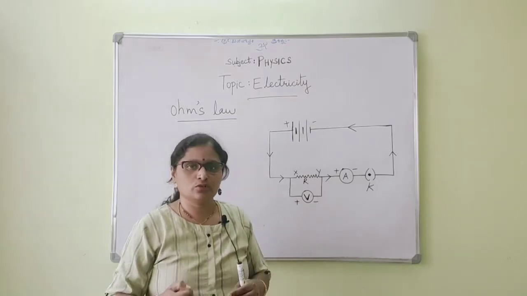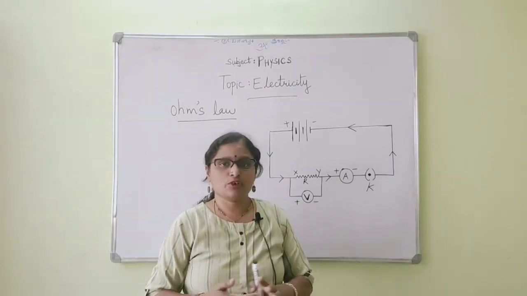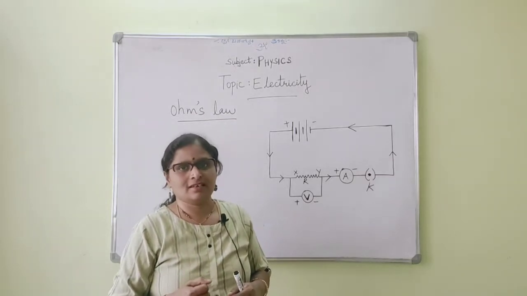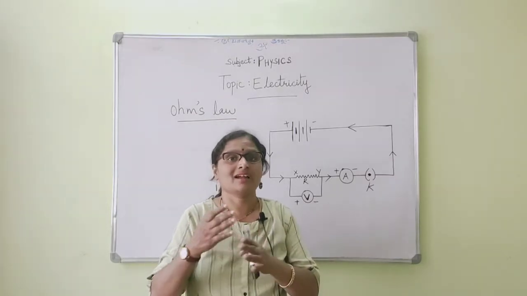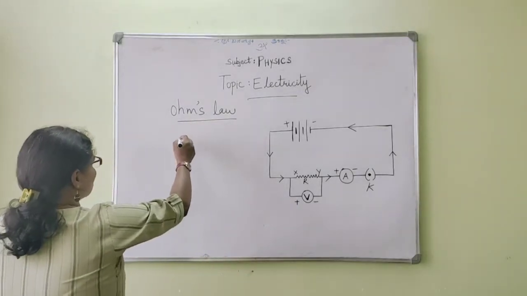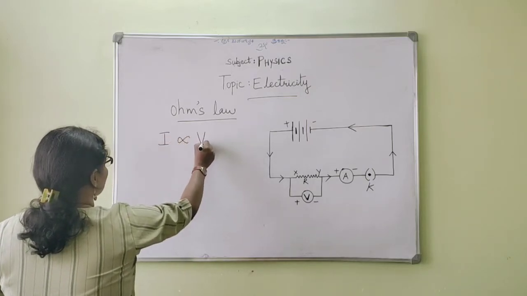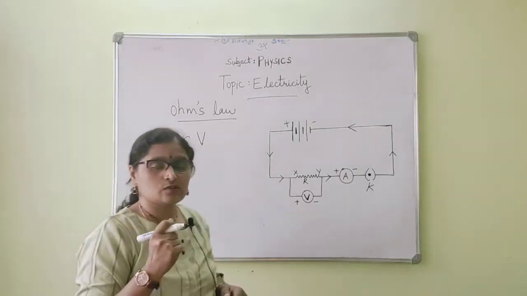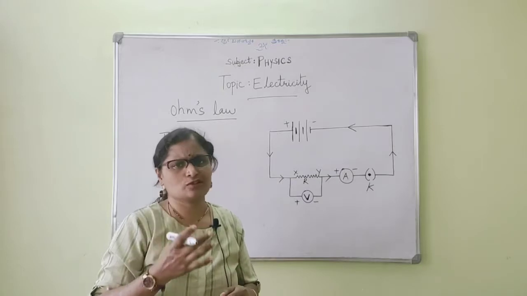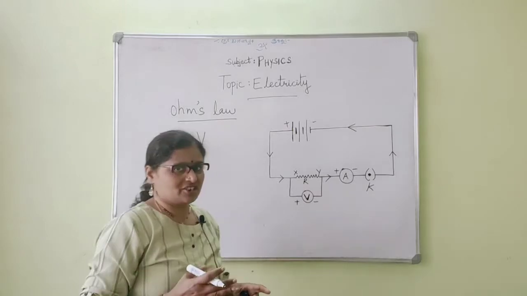Now let us move on to the important law of the chapter, that is Ohm's law. As we all know, the German physicist Georg Simon Ohm found the relationship between the current and the potential difference. According to Ohm's law, the current is directly proportional to the potential difference. This means as the value of the current increases, the potential difference also increases.